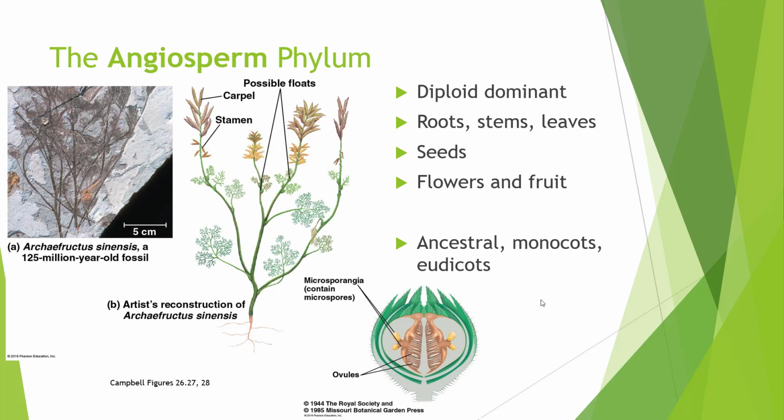Last, we have the angiosperms. Again, diploid dominant. They have true roots, true stems, true leaves, make seeds, and then especially have flowers and have fruit. There are 3 different groups of the angiosperms. There are the ancestral, the monocots, and the eudicots. We'll get into those later when we cover seeds, actually. It's going to be a while before we get into those.